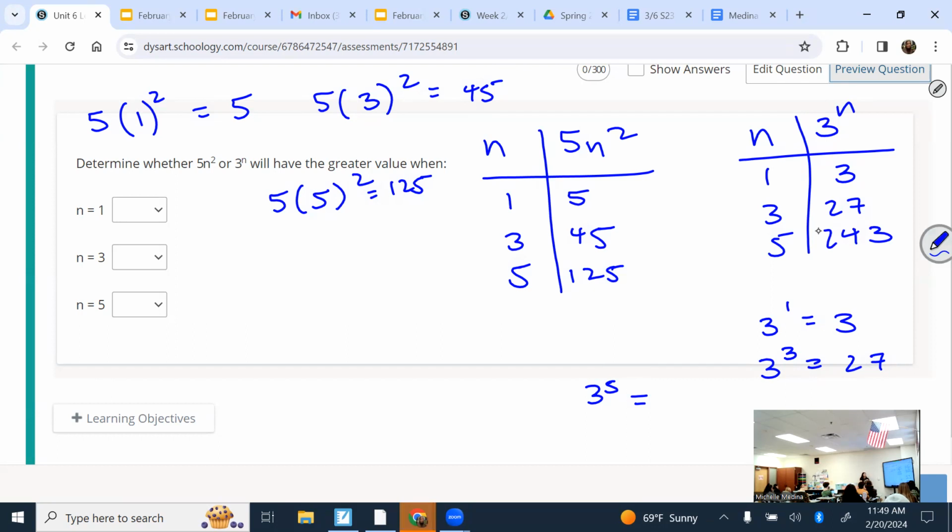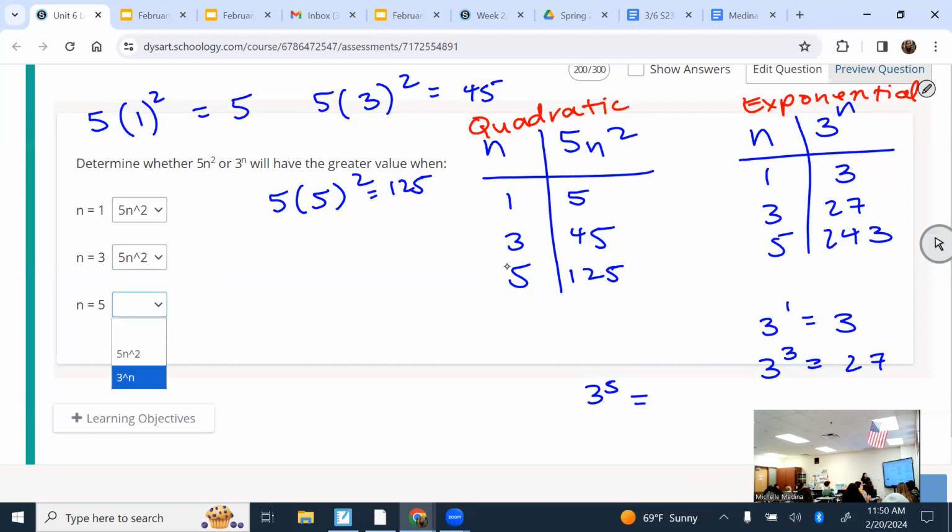So to kind of shorten it, I'm going to call this one the quadratic because that's what it is. It has a variable squared, that makes it quadratic. I'm going to call this one the exponential because that's what it is. The variable itself is the exponent. Hopefully you notice that too. But when n is 1, which is greater, the quadratic or the exponential? Like the 5n squared then. When it's 3, which one's greater? Quadratic still. And when it's 5, what's greater?